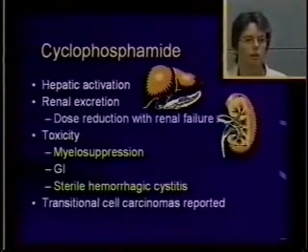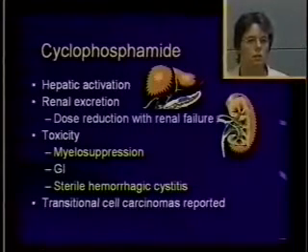Cyclophosphamide is activated by the liver and then excreted by the kidneys. This is important because you need to consider reducing the dose, usually by 25% or more, in animals that have significant renal failure. The most common toxicities associated with cyclophosphamide, just like with many of the other cancer drugs, are bone marrow suppression and gastrointestinal signs.